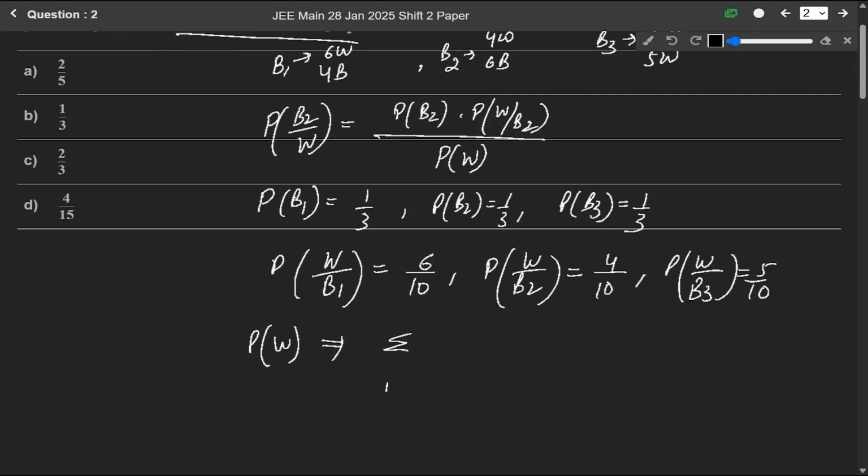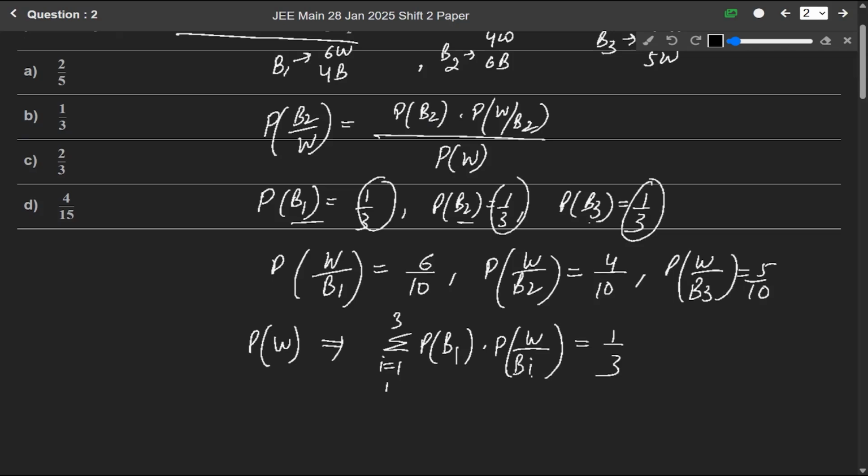So the probability of picking a white ball may be from bag B1, B2, or B3, any can be. So it will be the sum over i equals 1 to 3 of probability of Bi into probability of white from Bi, where i is B1, B2, B3, that is white over B1, white over B2, and white over B3. So it will be 1 over 3, since these are 1 over 3, times 6 over 10 plus 4 over 10 plus 5 over 10.